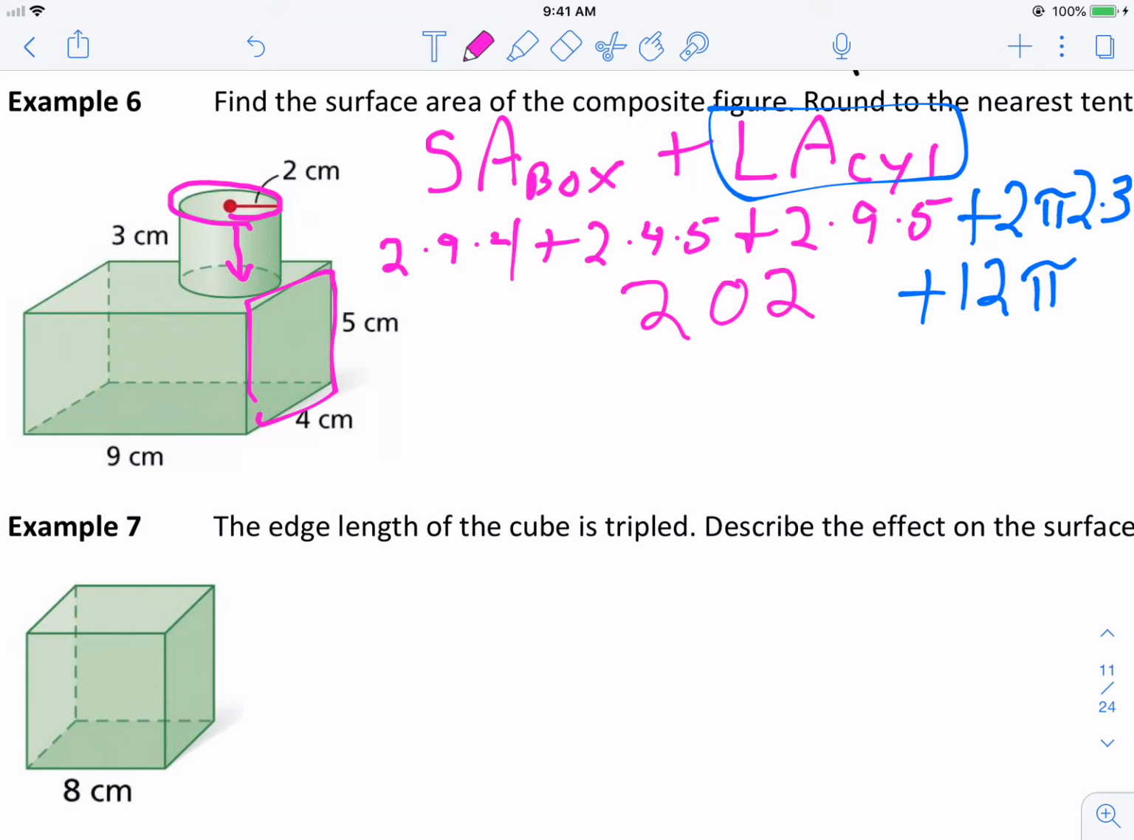Now this is where you need to get a decimal value for pi. So we'll do 202 plus 12 times pi. If you type it into your calculator like that, it should acknowledge the order of operations for you. And rounded to the nearest tenth, we get an answer of 239.7 square centimeters.